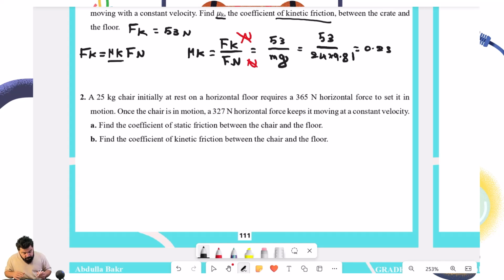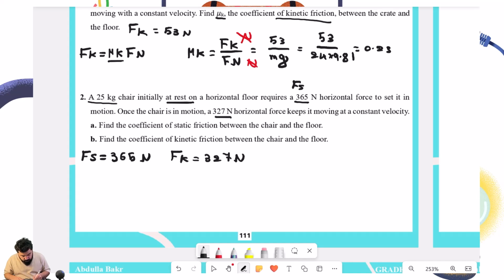Okay. It says a 25 kilogram chair initially at rest on a horizontal floor requires a force of 365 Newton to set it in motion. So this is Fs, because it's at rest. Once the chair is in motion, a 327 horizontal force keeps it moving. So Fk is equal to 327 Newton, moving it at a constant velocity.